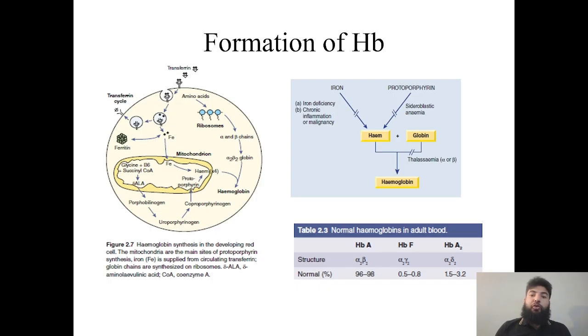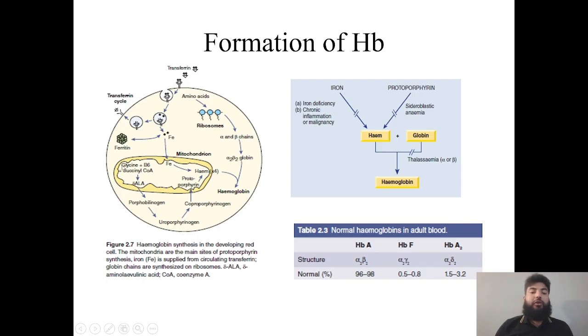So before going into detail, let me talk about the hemoglobin, how hemoglobin formation takes place inside the cell. So transferrin carries iron into the cell and transports it to the mitochondria. After transporting the iron, transferrin goes back out of the cell, and iron goes into the mitochondria of the cell. And there are other components which include glycine, vitamin B6, succinyl CoA.